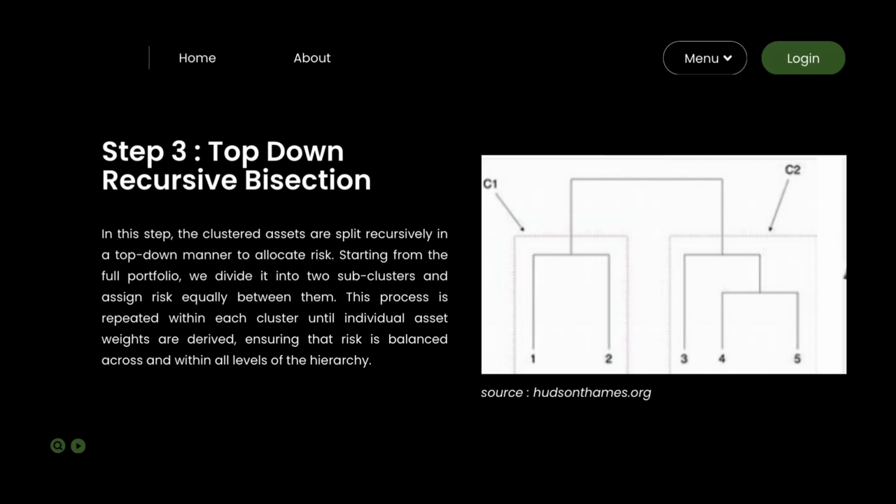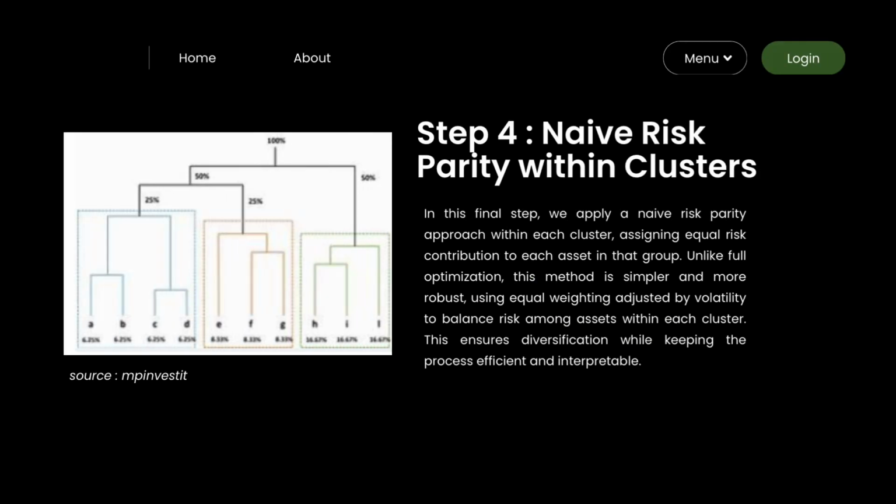The next step is top-down recursive bisection. In this step, risk is distributed recursively, starting from the full portfolio. It's split into two parts, and the process continues until all clusters have their weights assigned. The final step is naive risk parity within clusters. In this step, we assign equal risk contribution to each asset in every cluster until we have the final weights for every asset.